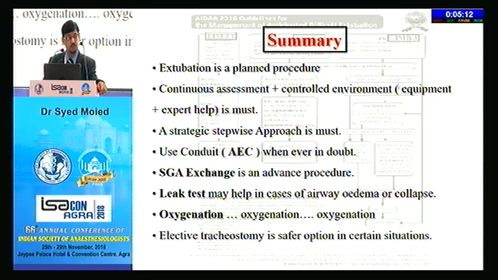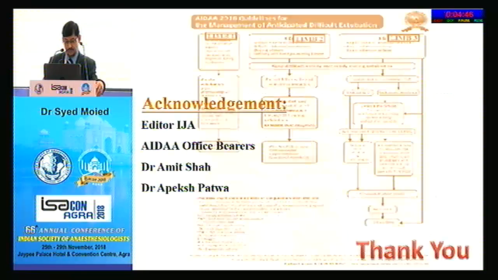So elective tracheostomy is a safer option in certain situations. As I said, when you know that the patients are not going to come up, and you think the patient is a moribund patient, a septic patient, or an old-age patient not able to cope with surgeries, you can always go for an upfront tracheostomy in such patients. And if you don't have facilities to come back for re-intubation situations, you can always go for an upfront tracheostomy.